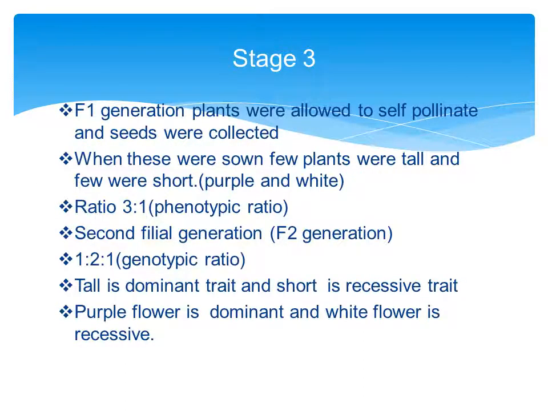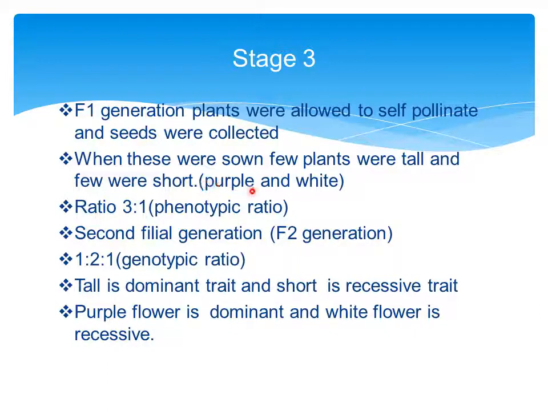Now here in stage 3, what did Mendel do? Mendel further planted the F1 seeds, and the plants were again allowed to self-pollinate to produce F2 generation plants. So in the F2 generation, what happened? When the plants were produced, we see that few plants were tall and few plants were short, if we are taking the contrasting characters tall and short.